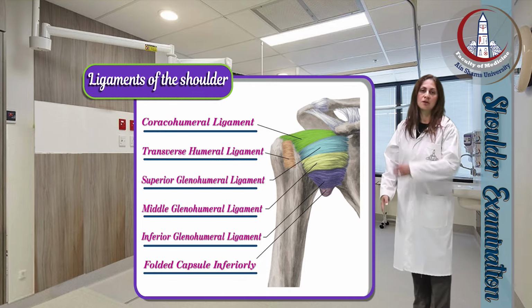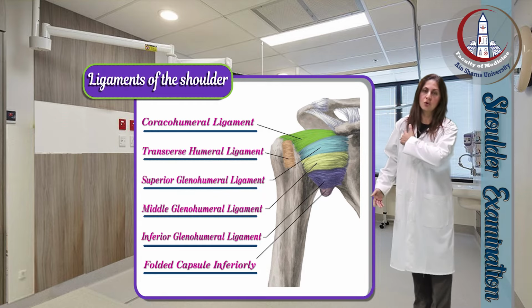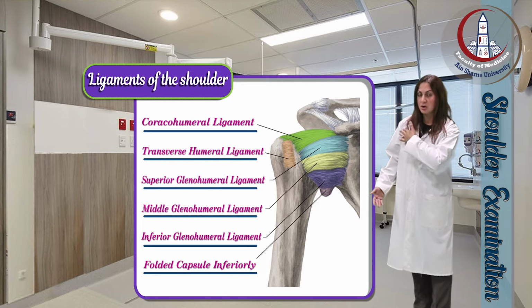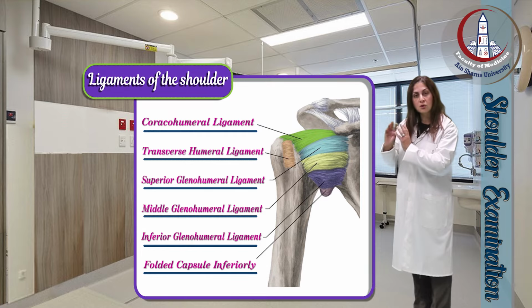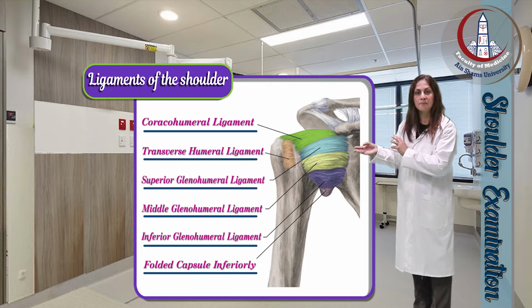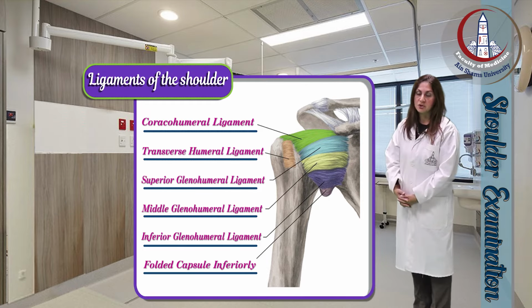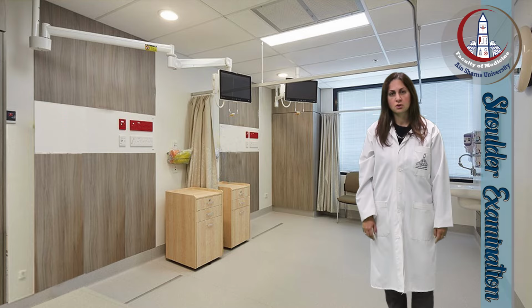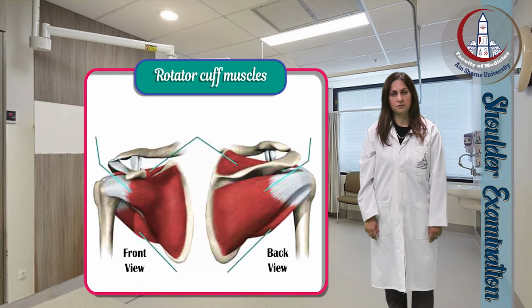For example, the coracohumeral ligament goes from the coracoid process of the scapula, which is anterior, to the humerus, and the glenohumeral goes from the edges of the glenoid cavity to the humerus as well. As regards the transverse humeral ligament, it is on the edges of the bicipital groove, keeping the bicipital tendon in place.